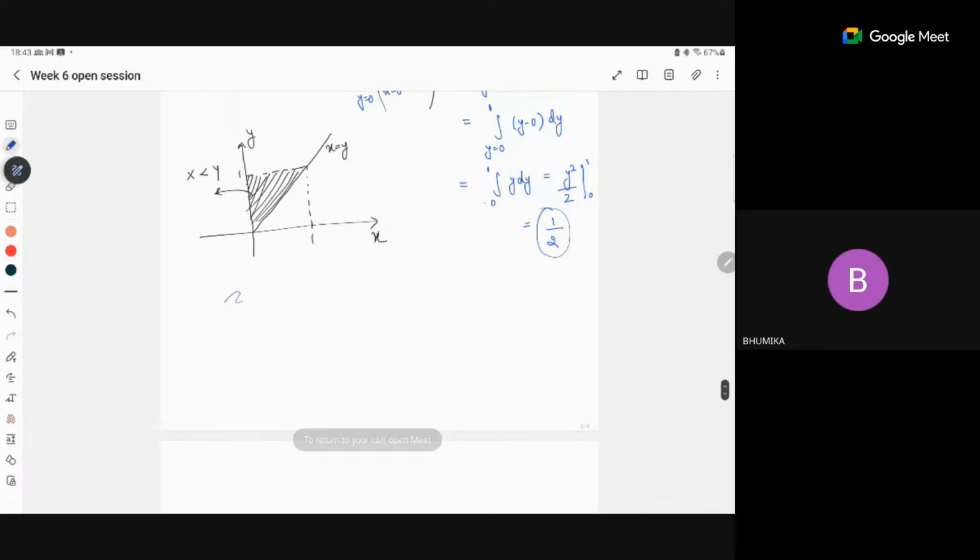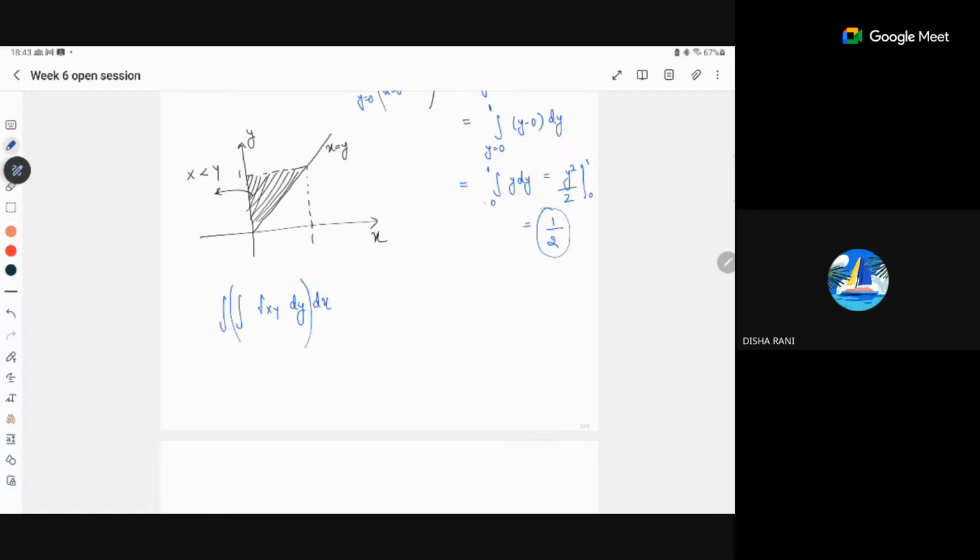Let's say I want the integral of f of xy dy dx. Can someone tell me what should be the limit of y I should put? 0 to 1? X to 1. Yes, ma'am. It will not be 0 to 1, it will be x to 1.